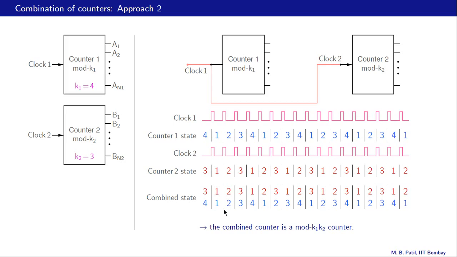And now let us take a specific state, say 1 1, and see when it appears again. So we start with 1 1, then 2 2, 3 3, 1 4, 2 1, 3 2, 1 3, 2 4, 3 1, 1 2, 2 3, 3 4, 1 1. So now 1 1 has appeared again, and that has happened after 12 clock periods. So therefore the combined counter is a mod K1 K2 counter. K1 is 4, K2 is 3. So therefore the combined counter in this case is a mod 12 counter.